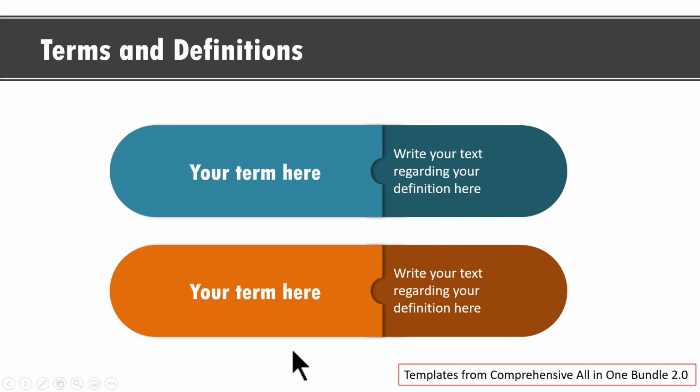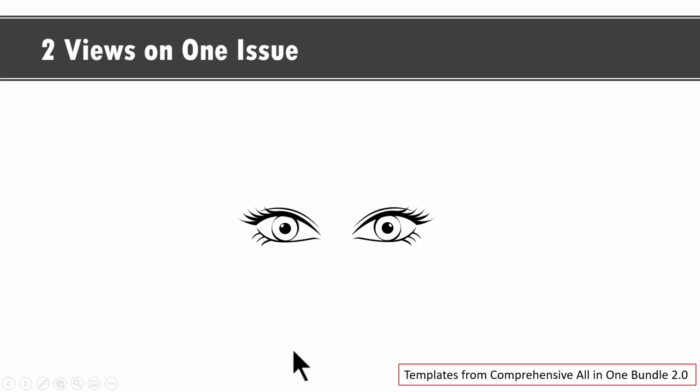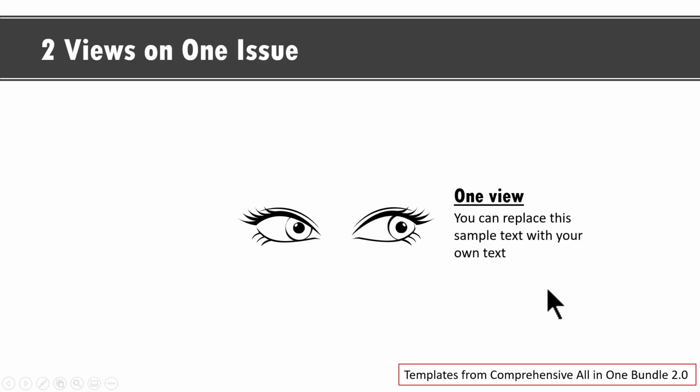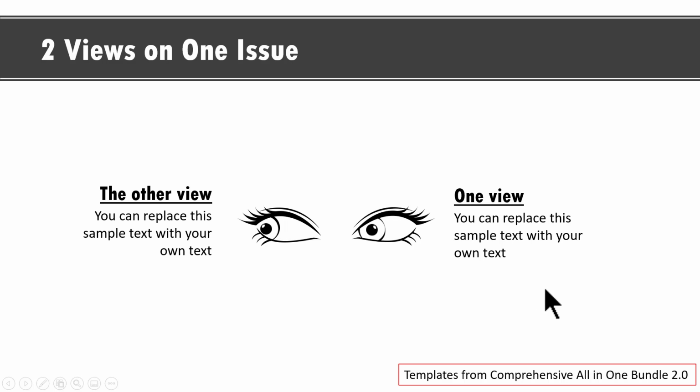Finally, if you want a lot of drama on your slides, we have an option for that too in comprehensive all-in-one bundle version 2.0. Here we show two views on one issue. On a click we show the first view like this, and then on a click we show the other view.